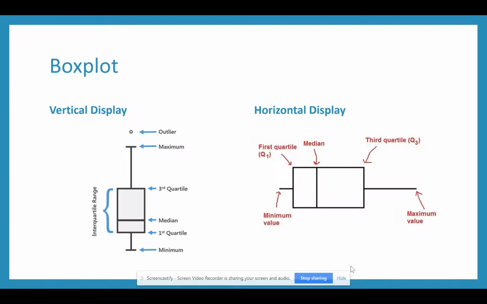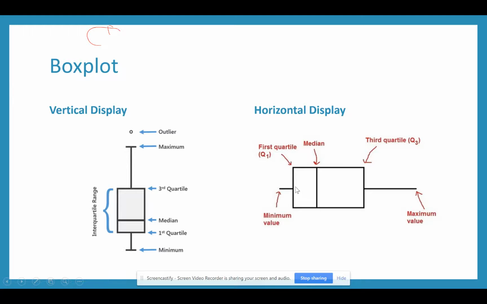Box plots can be displayed either vertically or horizontally. And if you'll notice, it really doesn't matter which way you do it, but box plots, if they're computer generated, will also show an outlier, which you can see here. It's labeled as an outlier.